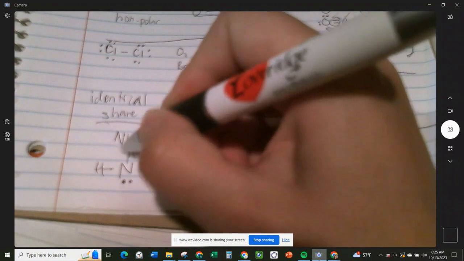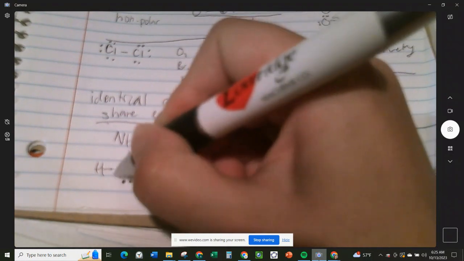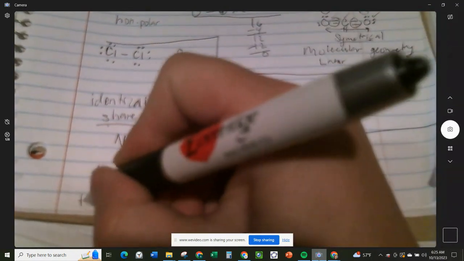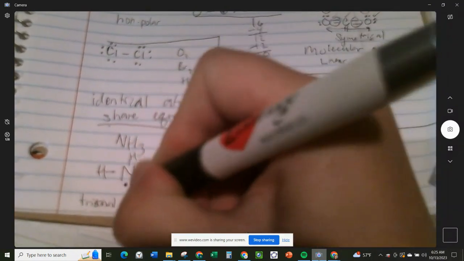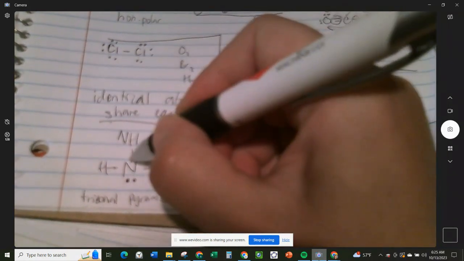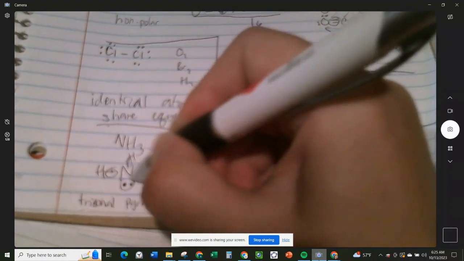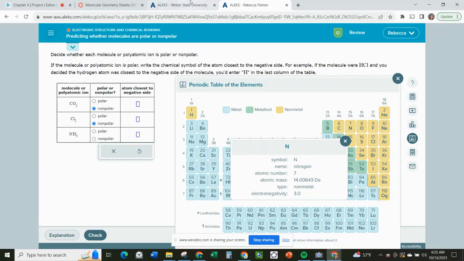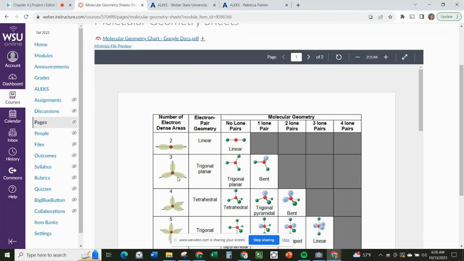Okay, so we have something that has a trigonal pyramidal geometry. And I know that because I have 4 electron dense areas and 1 is a lone pair. So if I go to my electron geometry chart, we have 4 electron dense areas. 1 is a lone pair. When I'm talking about polar molecules, I need to know the molecular geometry. So this is trigonal pyramidal.